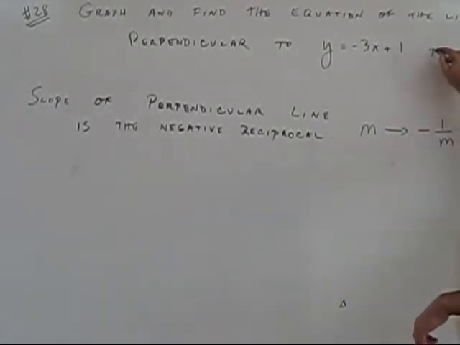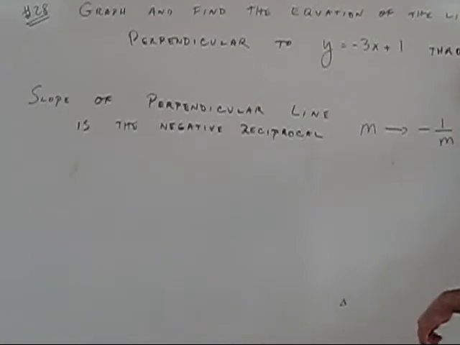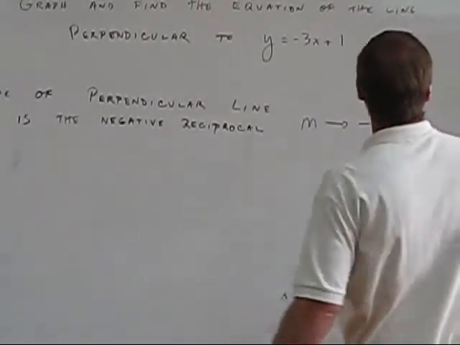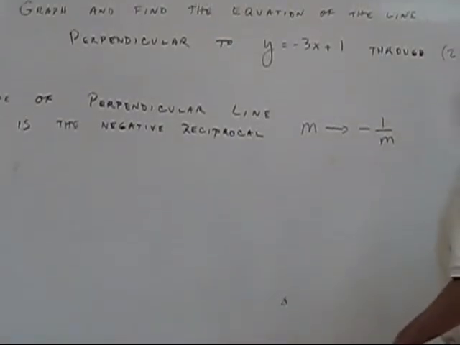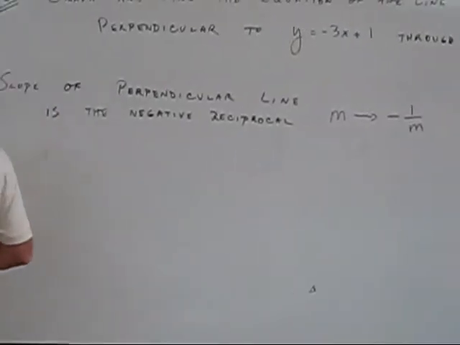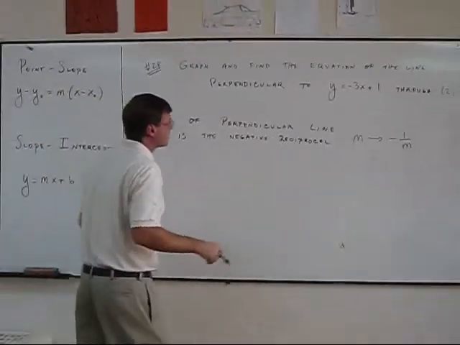This is also through the point, I believe it's 2, -3. 2, -3. So that gives us a point to work with. So we're going to use the point slope form. We have the point, now we need the slope.